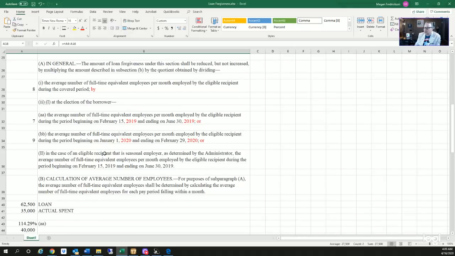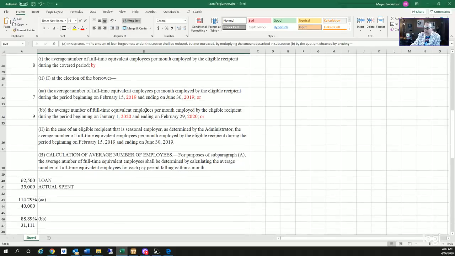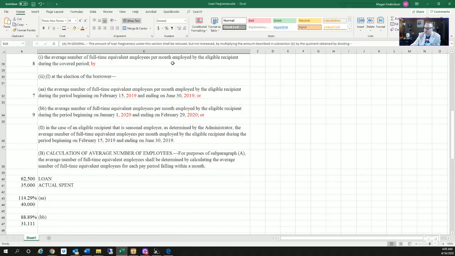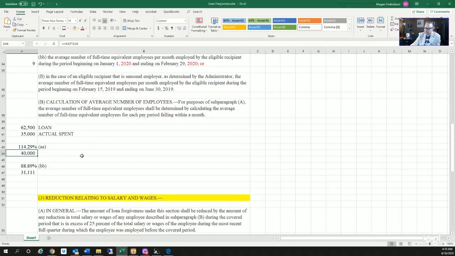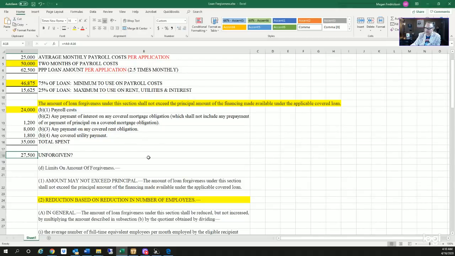So when it says the loan forgiveness under this section shall be reduced by, not increased, by multiplying the amount described in the subsection by quotient, obtaining by dividing 8 into 7 and then 8 into 9. So you get to pick the election of the borrower. Okay? Well, I'm going to go with 40 grand. Okay? All right, well, I only spent 35. So 27.5 is unforgiven. Okay?